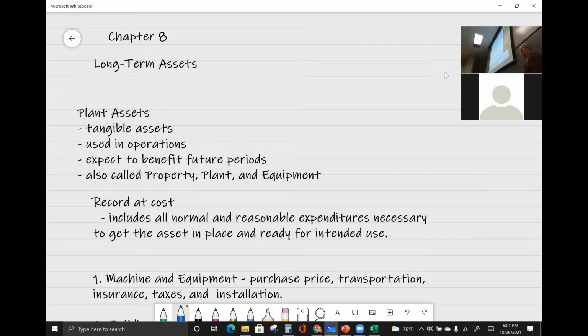Okay, so we're on chapter 8. It's on long-term assets. Last week we talked about accounts receivable, which is a current asset on the balance sheet. So today we're going to look at long-term assets.